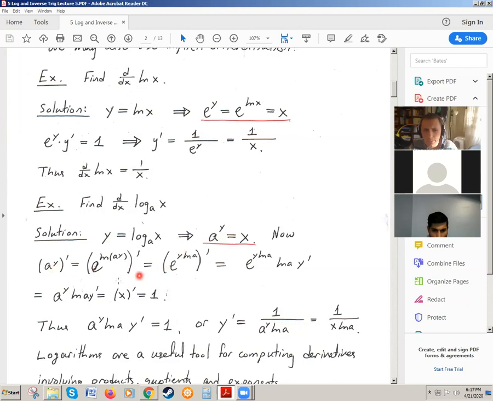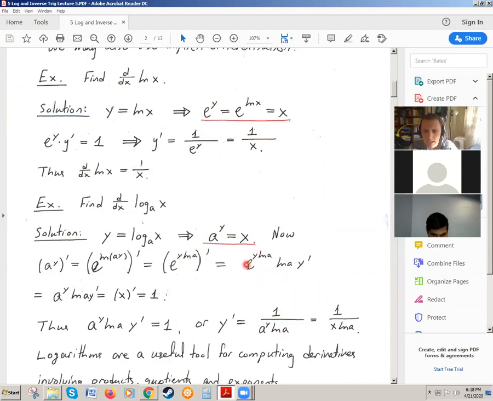Now, I prefer to have e at the base. So a to the y is e to the ln of a to the y. By the properties of logarithms, I can take the y and put it in front, and I have e to the y ln a. And when I take the derivative of that, I get the original expression, e to the power, times the derivative of that. What's the derivative of y? It's y prime. And ln a is just a constant. So the derivative of the power is just ln a times y prime. And then I just put everything back in the way it used to be.